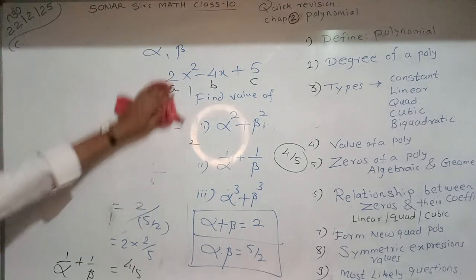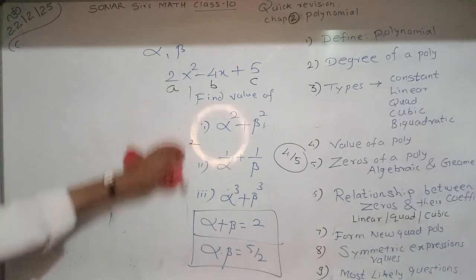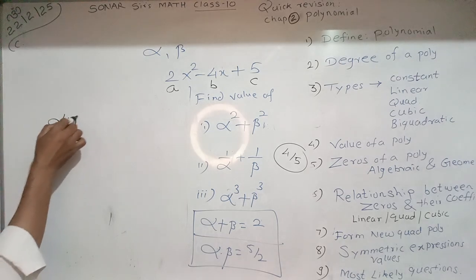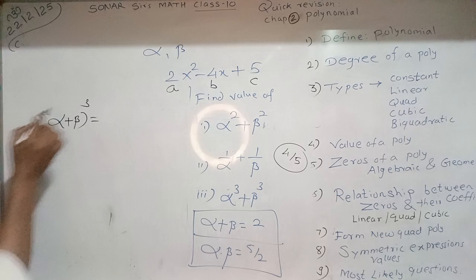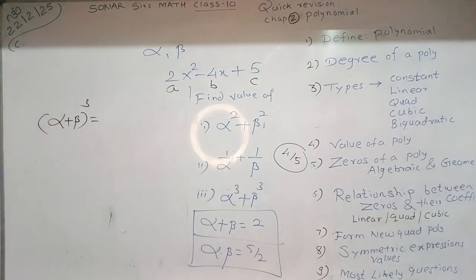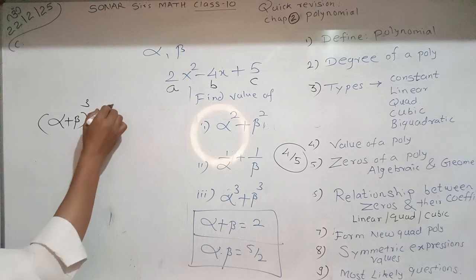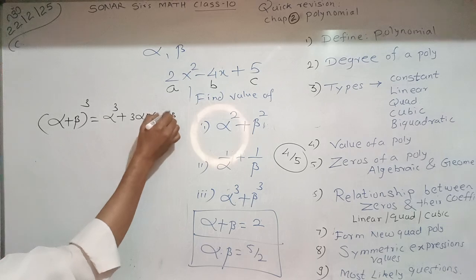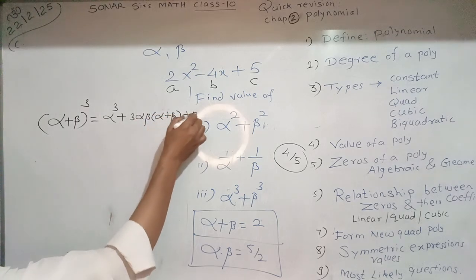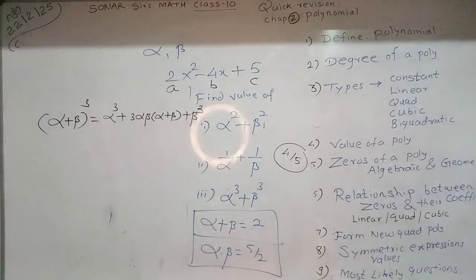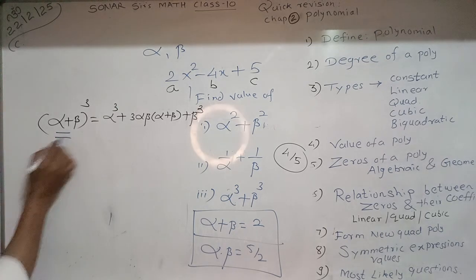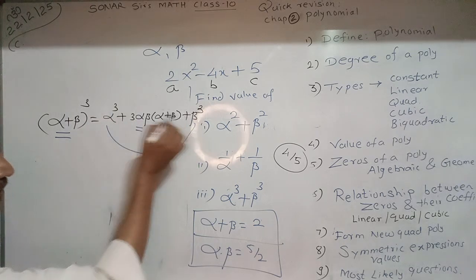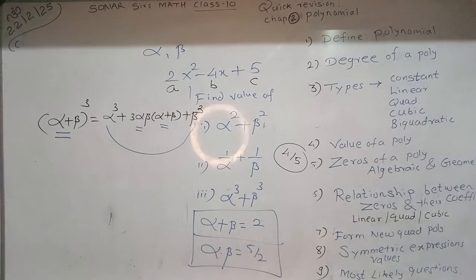So cubic, alpha cube plus beta cube. So we know the formula for (alpha plus beta) whole cube. What is the formula for (alpha plus beta) whole cube? Alpha cube plus beta cube plus 3 alpha beta into (alpha plus beta). Now you can see again we are having alpha plus beta, we have alpha into beta, and we'll get alpha cube plus beta cube.